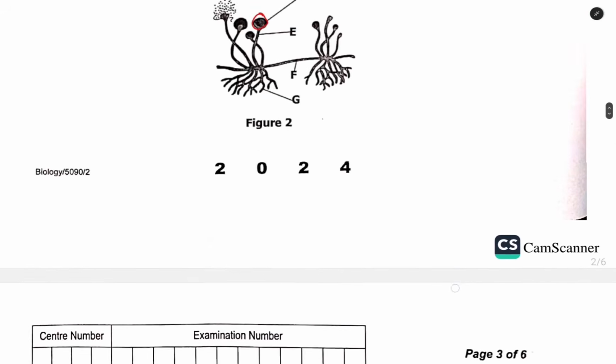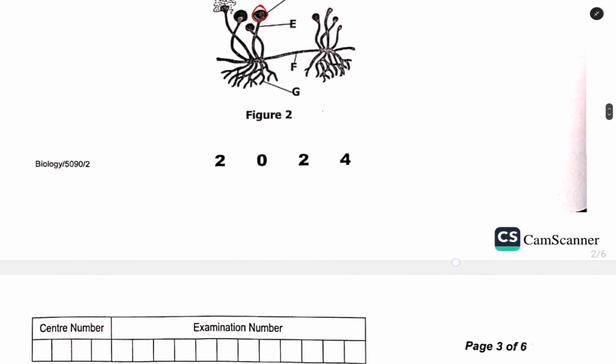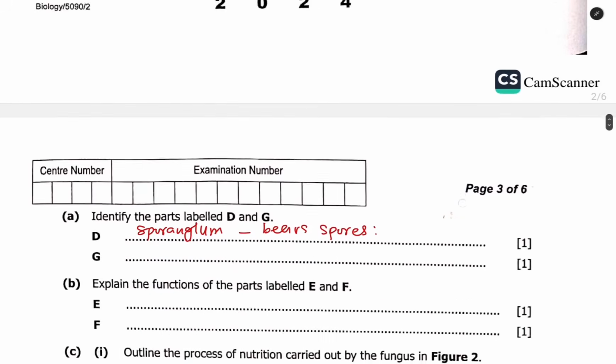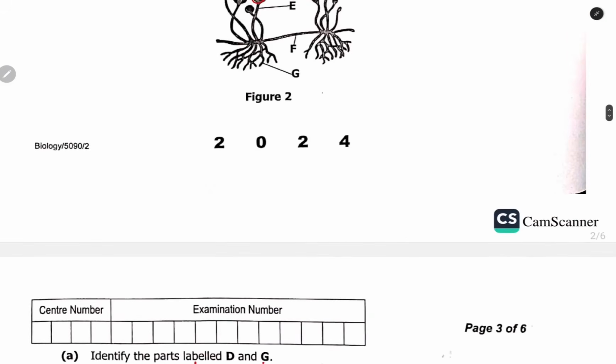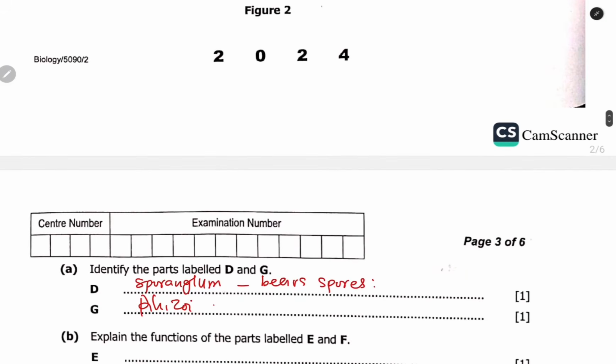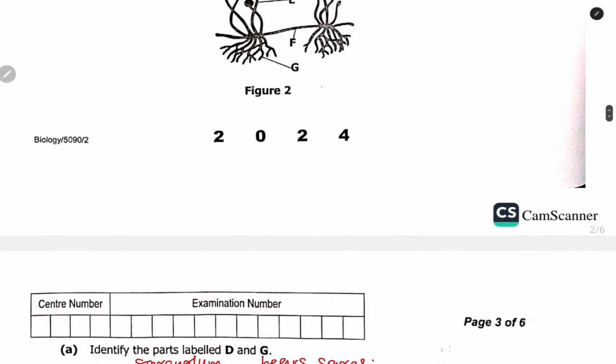Then, of course, let us look at G. G, as you can see, is the down part there. That part is called the rhizoid. Okay, so those are rhizoids. Now, the function of a rhizoid: it is also called the feeding hypha.